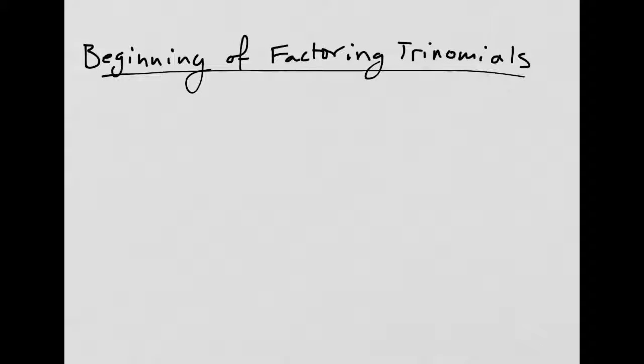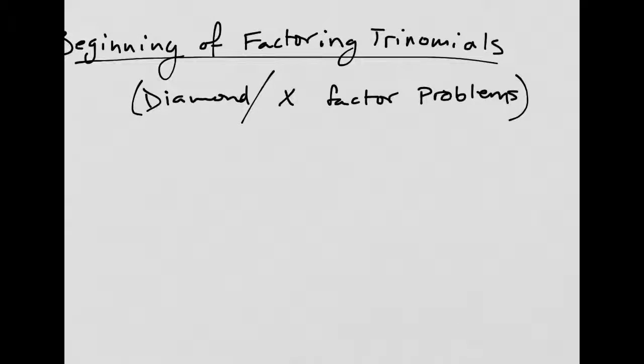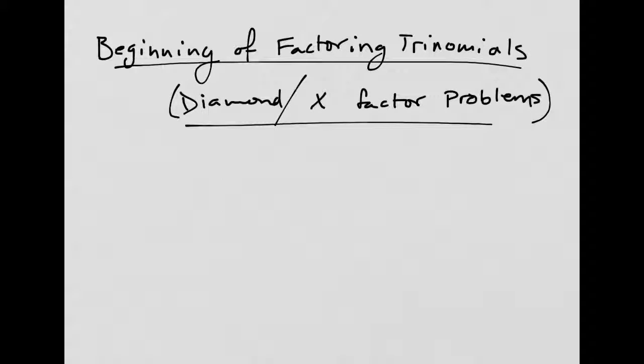This one is called the beginning of factoring trinomials. What does trinomial mean? It's just something with three terms. Tri is three. But really, what we're doing are diamond or X factor problems.